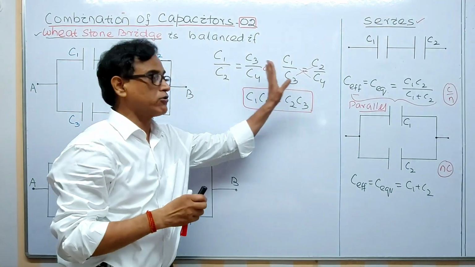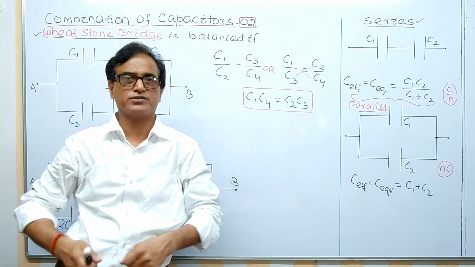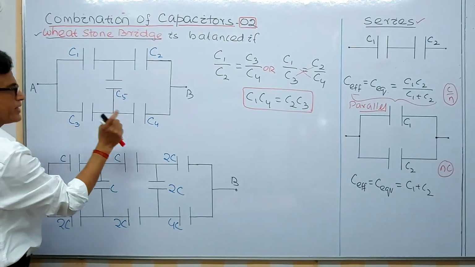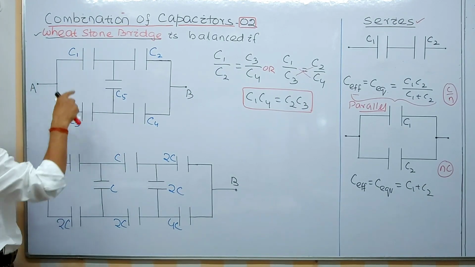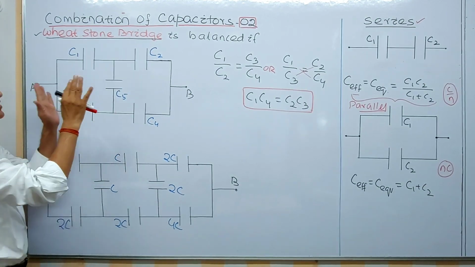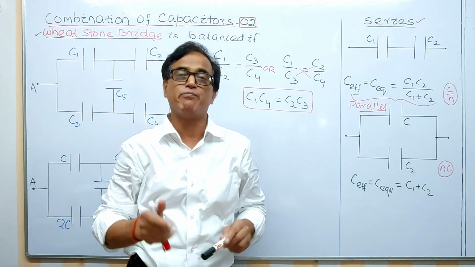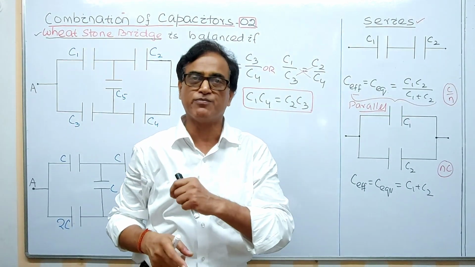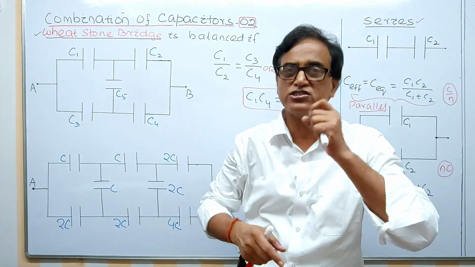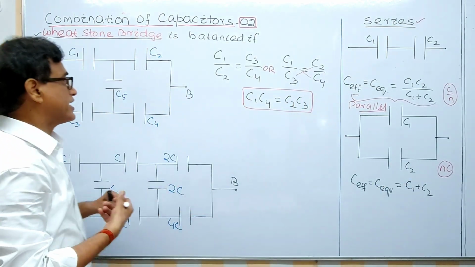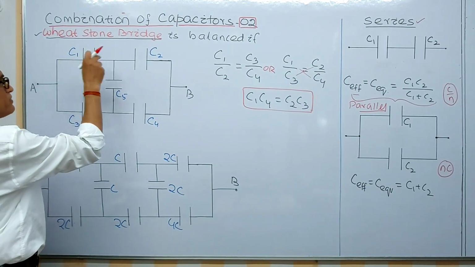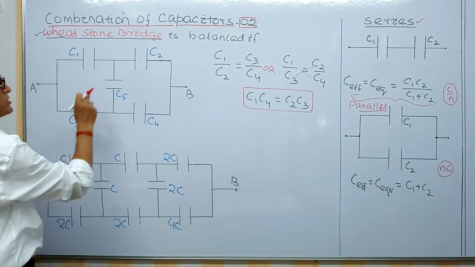Now you forget about all these things. You should remember the fact: when this capacitor by this capacitor is equal to this by this, or this by this equal to this by this, the bridge arrangement is said to be a balanced bridge. And we will read the theoretical aspects in case of current electricity, taking resistors into consideration. But here this arrangement called Wheatstone bridge arrangement is balanced when this by this is equal to this by this, or this by this is equal to this by this.